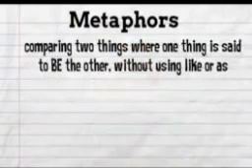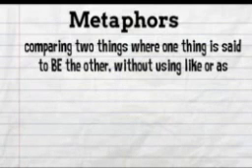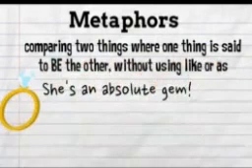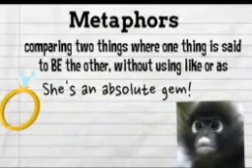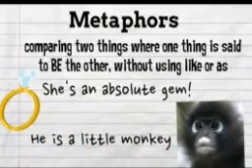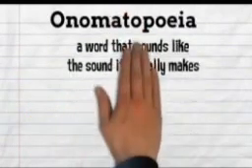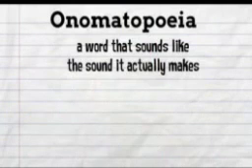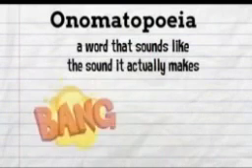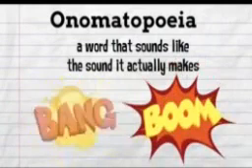What are metaphors? Metaphors are words again used to compare two things without using words like or as. When someone is beautiful, you say she's an absolute gem. When someone is mischievous, you say he's a little monkey. Use of onomatopoeia: it is a word that sounds like the sound it actually makes, like bang or boom.